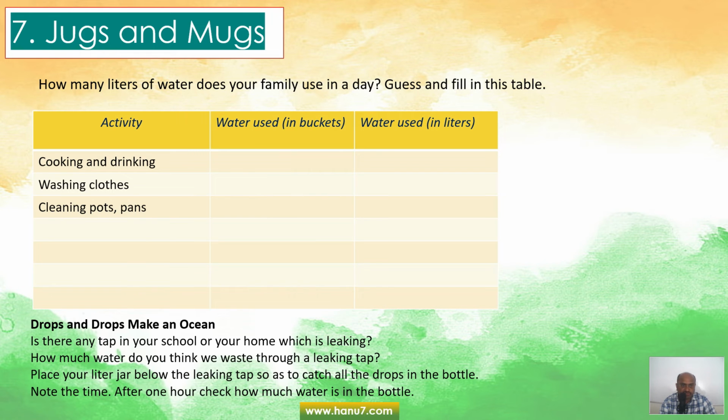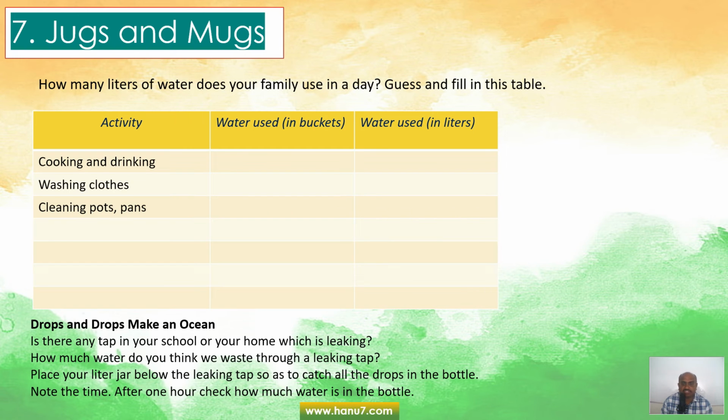Okay, and he gives some activity parameters like cooking and drinking, washing the clothes, cleaning pots and pans, and you can even add other activities like watering plants. Okay, so for the water used in buckets, how much water will you use for cooking and drinking? You write down how many buckets you will be using, how many liters you will be using.